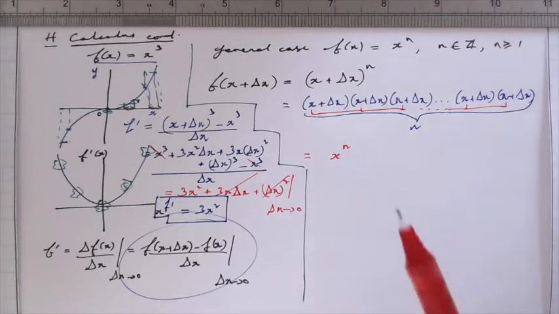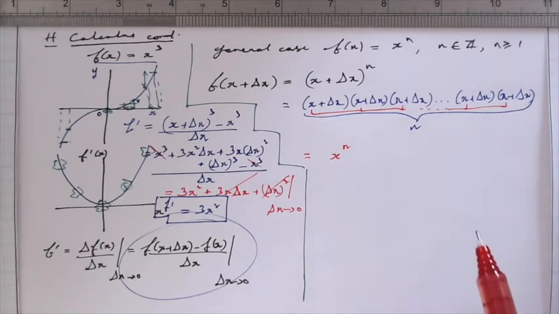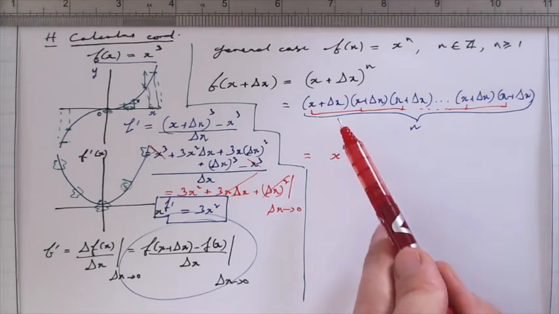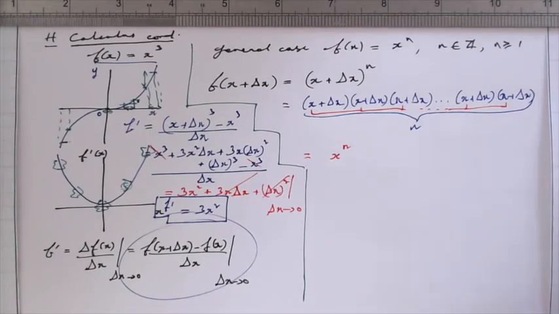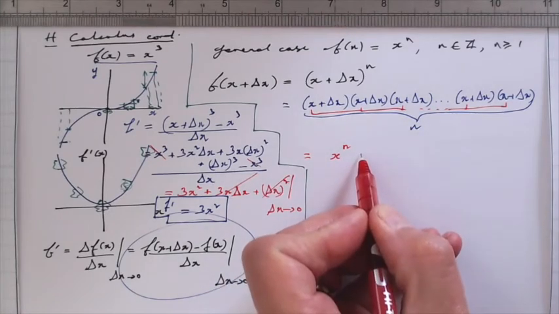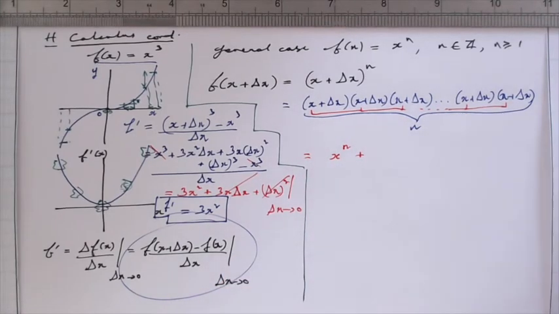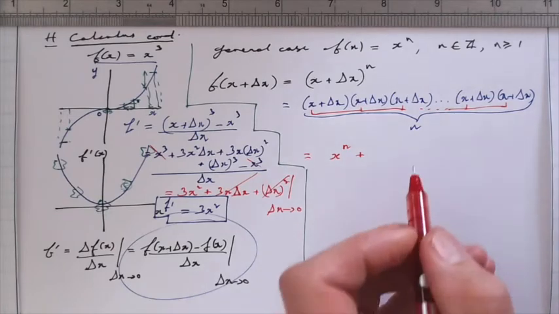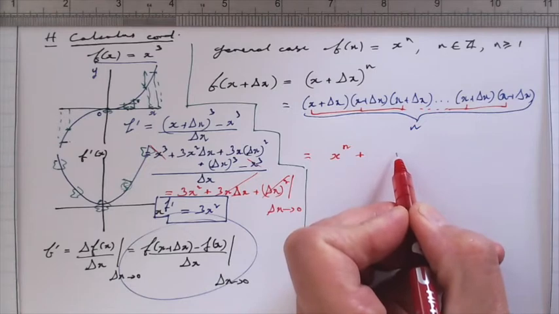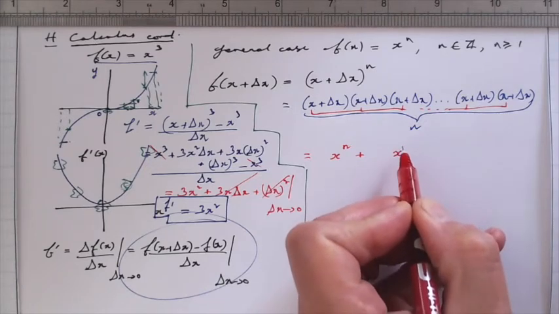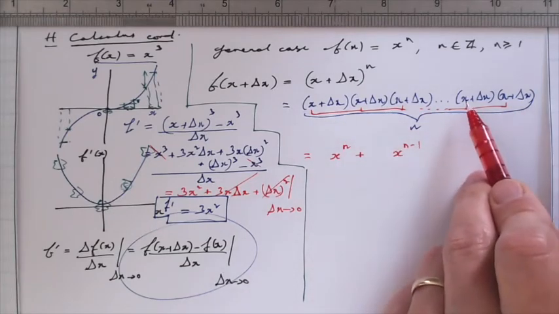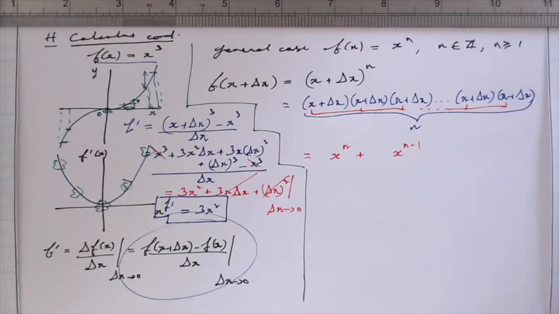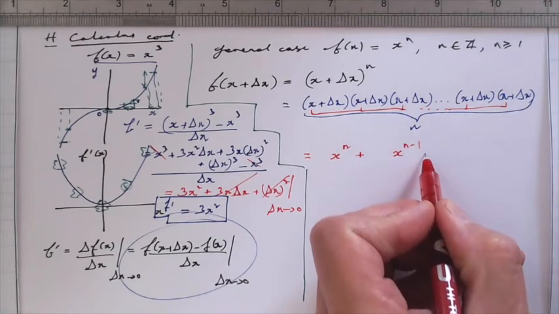So let's ask ourselves, what's the next biggest thing that we can get from this string of brackets? Well, the next biggest thing will be some term where from n minus 1 of the brackets we take the big thing, and then from one of the brackets we take the small thing, namely delta x. So the next term has to be something like, and I'm just going to sketch it before we really think it through, something like n minus 1 lots of the big thing. So from n minus 1 of these brackets I take the big thing, which is x, and then from just one of the brackets I take the small thing, which is delta x.